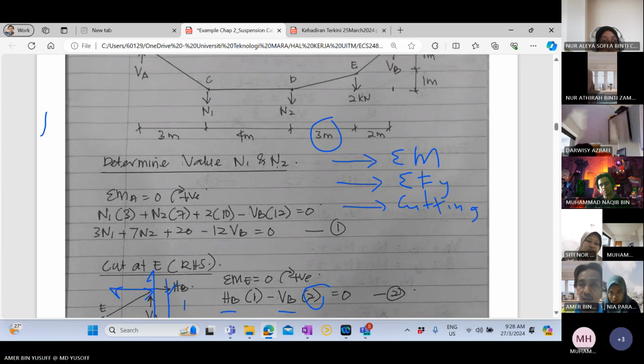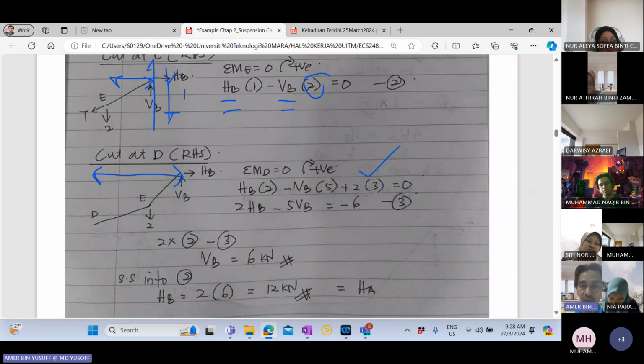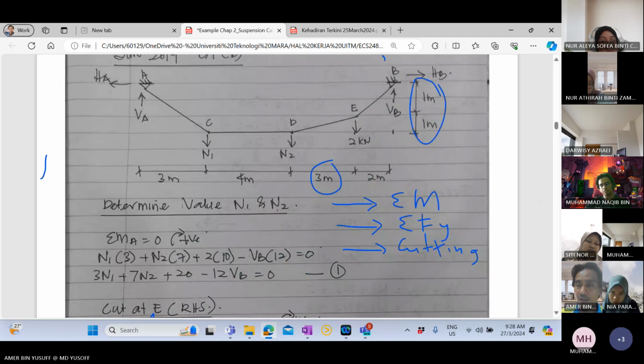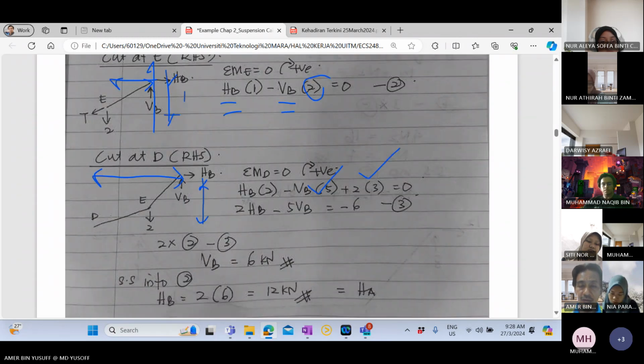Distance tu adalah 2 campur 3. Ni, 2 plus 3 equal to 5. Then HB. Ni HB, multiply by the distance. 1 plus 1, ni 1 plus 1 ni. So, dapat HB multiply by 2. So, silakan dapat another equation, equation number 3. Apa yang you boleh buat?